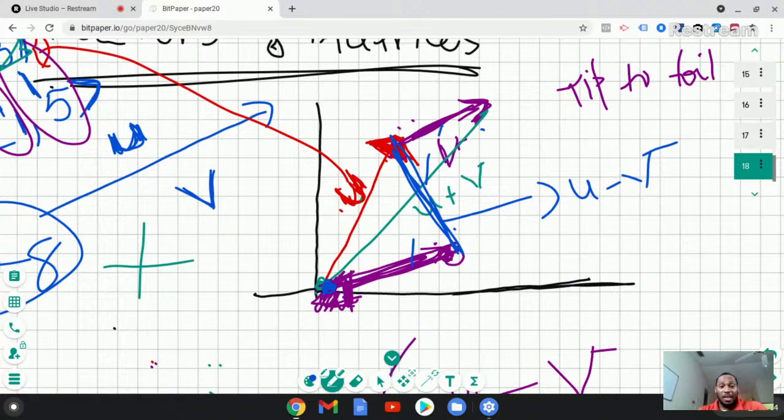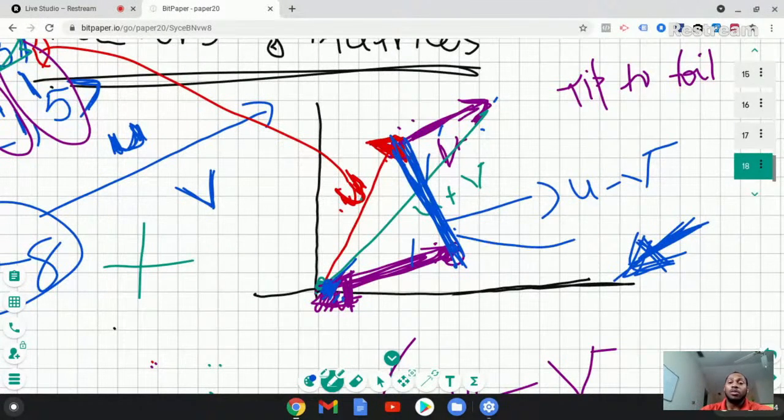Now, tip to tail again, I have u, which is the vector in red right here, as you can see on the screen. And I had v going this way. If I wanted negative v, all I have to do is change the direction to the exact opposite of where it was going. Now the tip becomes the origin, and I just draw a line from the tail to the tip, just like we did here for the one in green. And this one is u minus v.